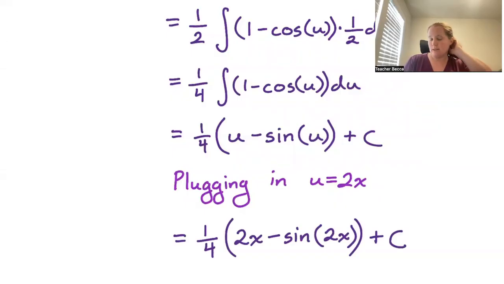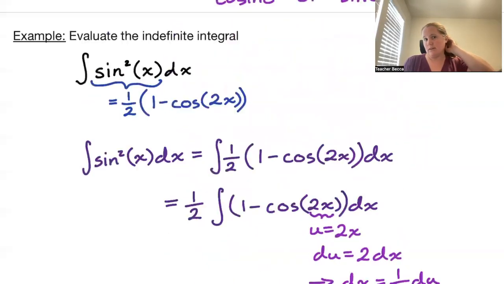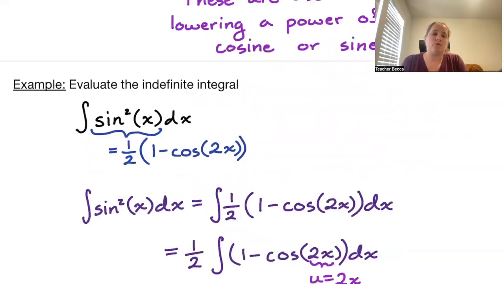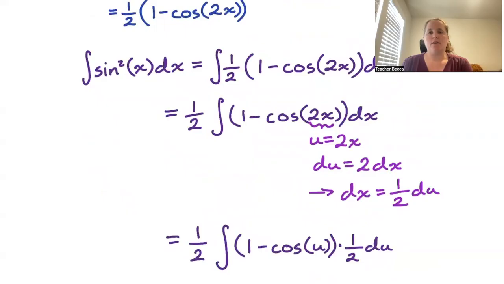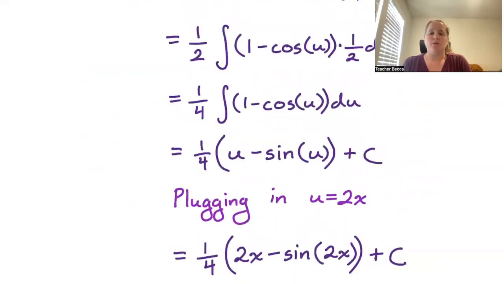So this enables us to integrate that sine squared of x, whereas otherwise we would have run into trouble if we tried to do composition. If we set sine x as our u, we would not have du in the problem. So this enables us to reduce that power so we can perform the integral in a more familiar integral.